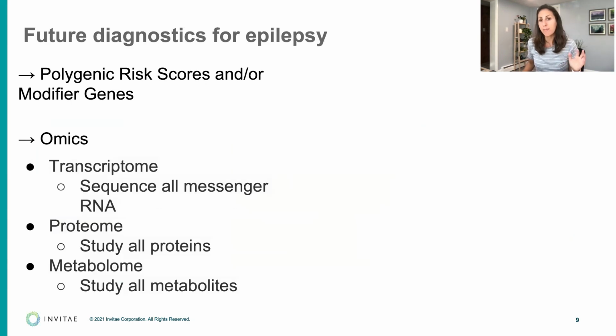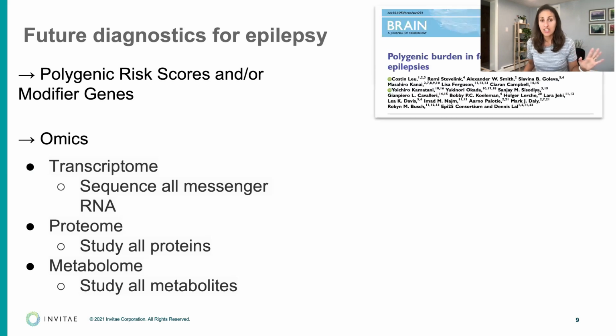I wanted to also talk about the future diagnostics of epilepsy and where I think we're going to go past the genome. There are polygenic risk scores or modifier genes. This is the idea that it's not just one change that causes the disease, but maybe it's the additive effect of multiple changes or patterns of changes that cause disease or increase risk for a disease.